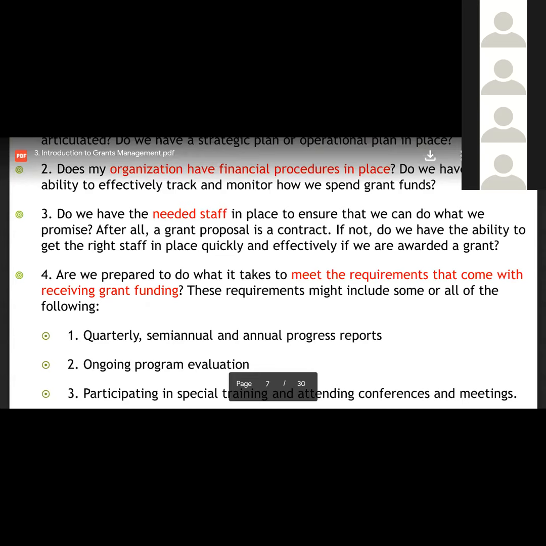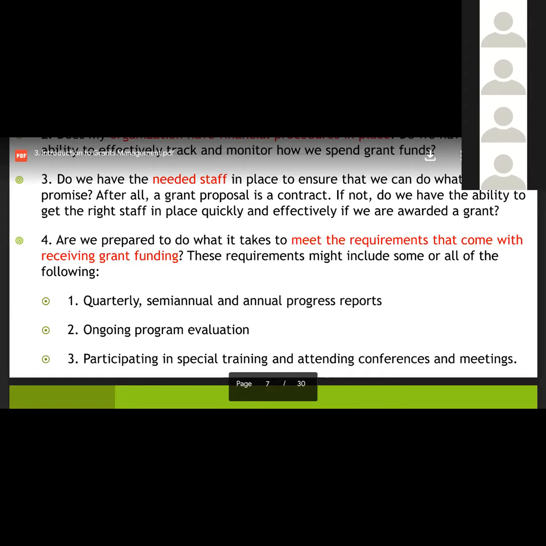Now, another key question is, are we prepared to do what it takes to meet the requirements that come with receiving grant funding? That's another critical question for us to understand. Are we able to do what it takes to meet the requirements that come with receiving grant funding? Some of these requirements might include some or all of the following. So what are some of those things?